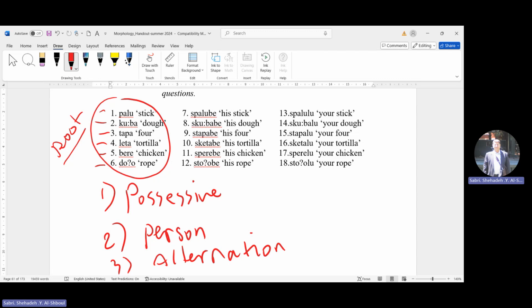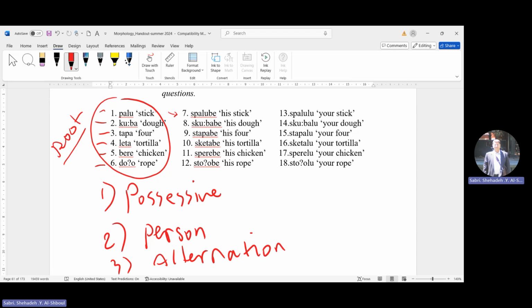If we move to their correspondences here, we find that palo becomes spalobi, his stick. Kupa, skupabi, his dough. Tapa, stapabi, his flour. Leta, skitabi, his tortilla. Bere, sperebi, his chicken. And finally, do'o becomes sto'obi, which is his rope.